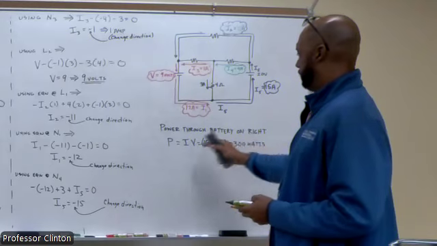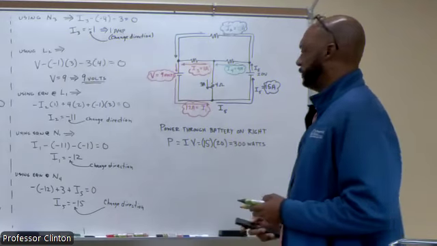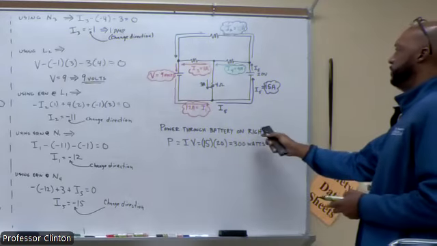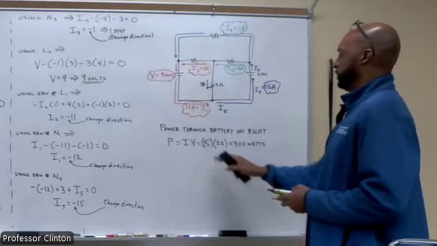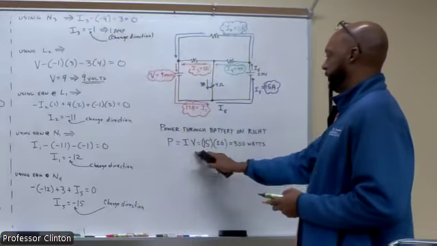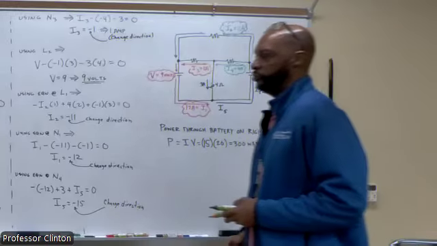So, and then the last part was just simply to figure out the power through this battery on the right. Power that's emitted through this is going to be the current times the voltage. So in other words, 300 watts.